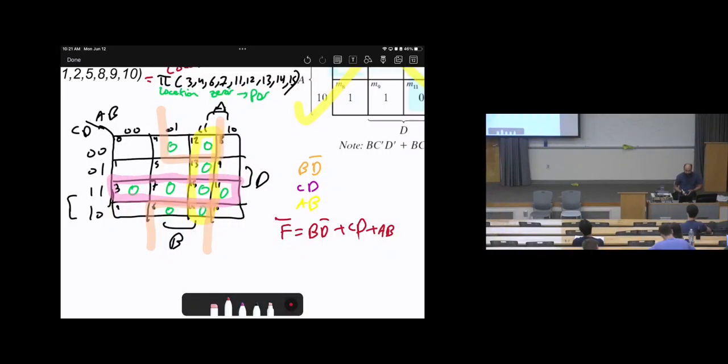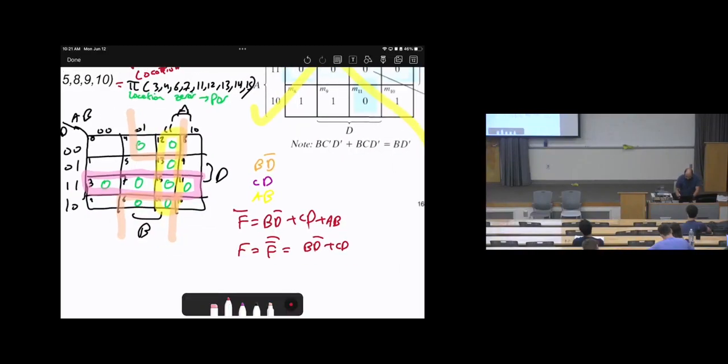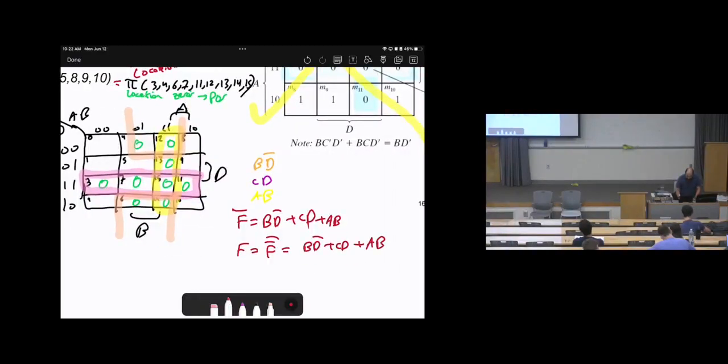Then, how to find F? F equals F bar bar. Therefore, we need to find the complement of B D bar plus CD plus AB. Then they are all bars. And remember, in De Morgan's theorem, xy bar will be x bar plus y bar. So any multiplication will be addition, any addition will be multiplication. Any one will be 0, any 0 will be 1.